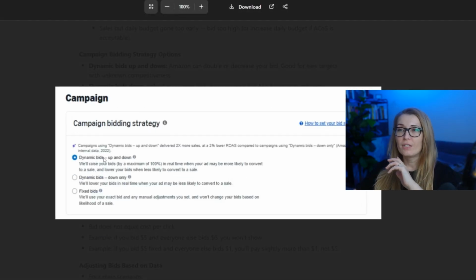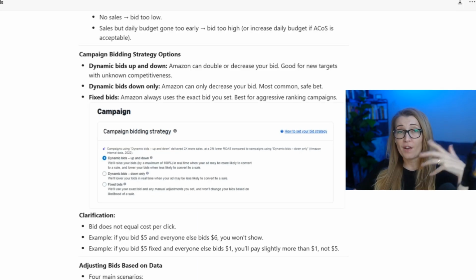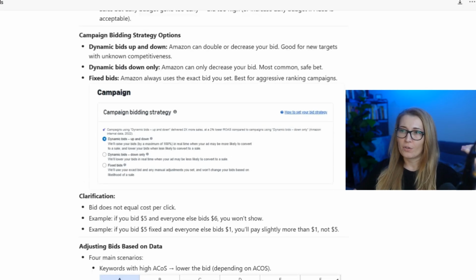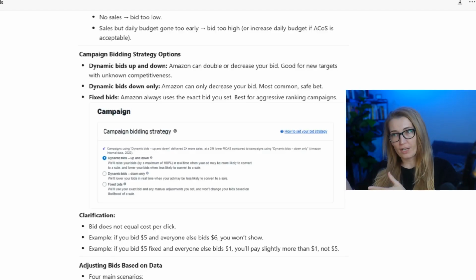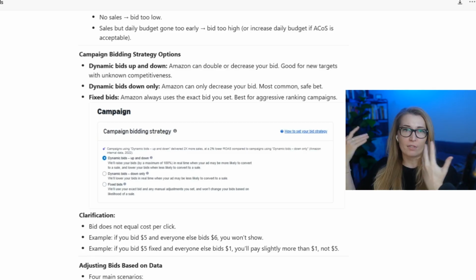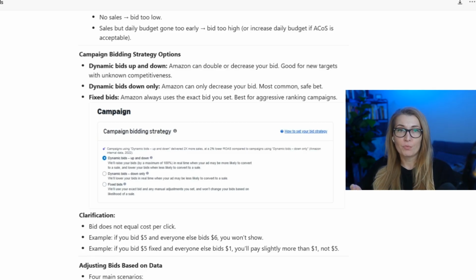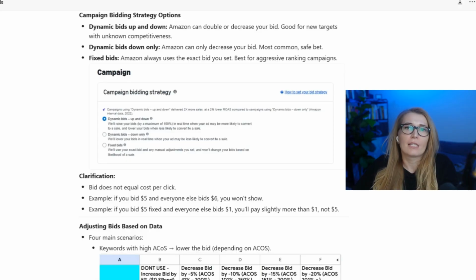However, a quick caveat here that is really, really important, because I hear people saying, all right, so if I'm going to have a $5 bid and anyone else is going to bid $1, will I pay the $5? And no, that is not the case. So here, just a quick clarification, bid does not equal your cost per click. For example, if you're bidding $5 and everyone else is bidding $6, you won't show up for that particular keyword. However, if you're going to bid $5 fixed and everyone else is going to bid $1, you'll pay slightly higher than the $1 and not the $5. So that's the idea, that you're going to win the auction rather than pay exactly whatever you say is how much you're willing to pay.